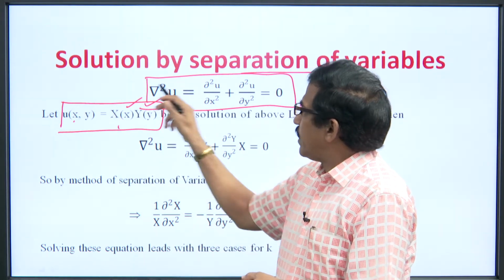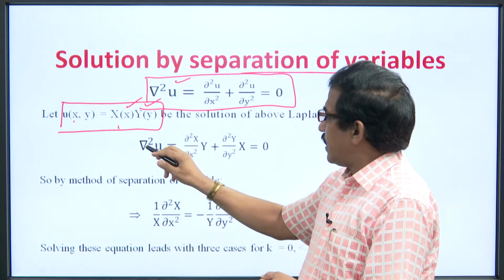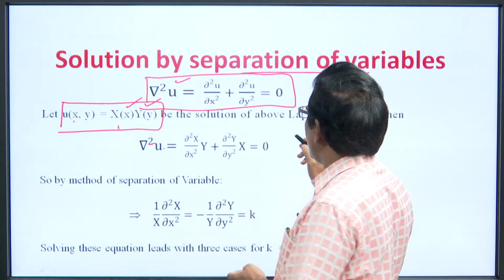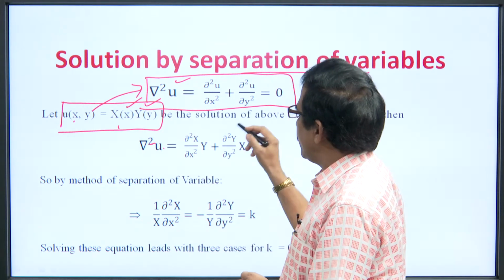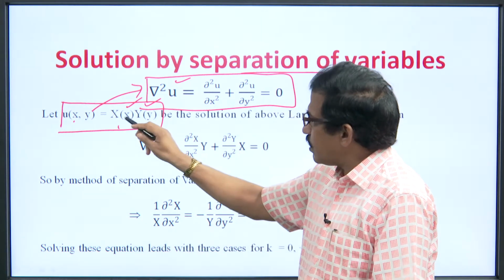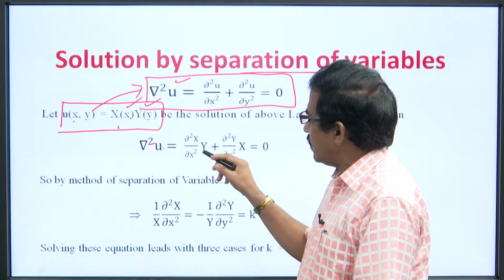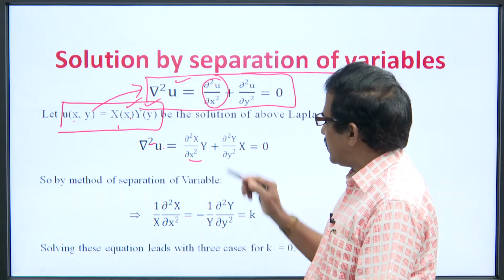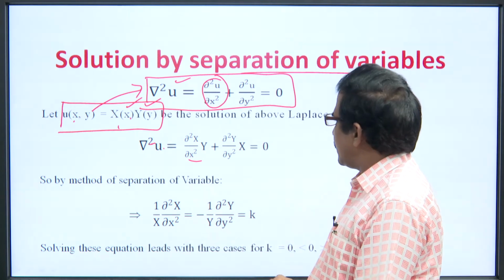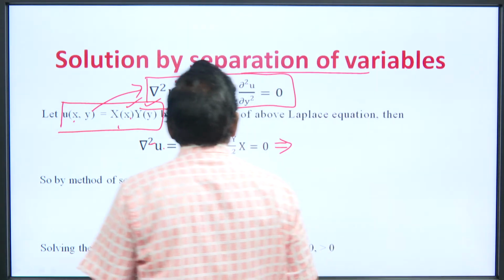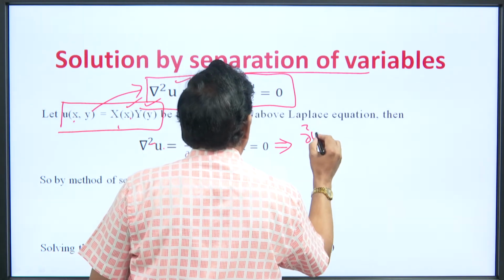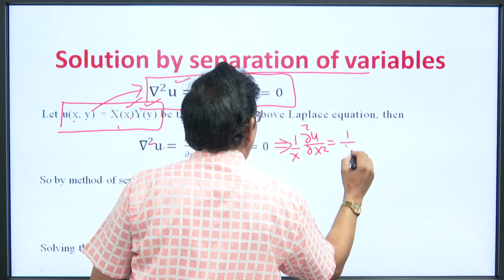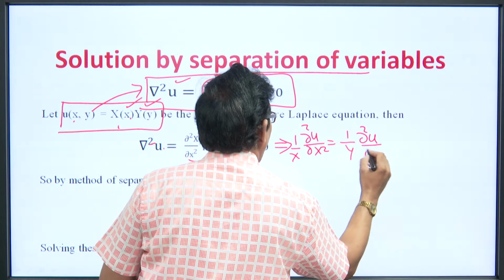Now substitute this u in the differential equation, del 2 u is equal to del 2 u upon del x 2 plus del 2 u upon del y 2. When we substitute u, as X is only a function of x and Y is only a function of y, in the first term we would get del 2 X upon del x 2 times Y plus del 2 Y upon del y 2 times X is equal to 0. Now, here we separate variables. How? Del 2 X upon del x 2 upon X is equal to minus 1 upon Y del 2 Y upon del y 2.